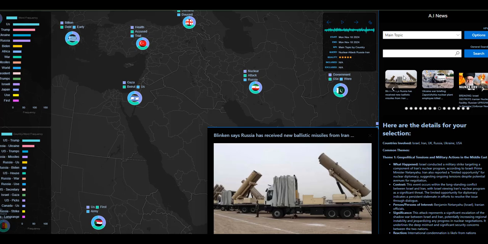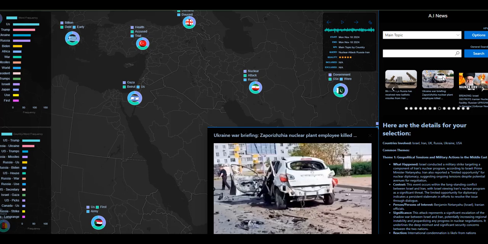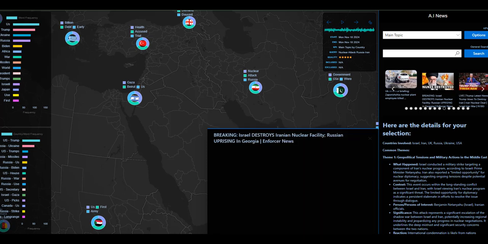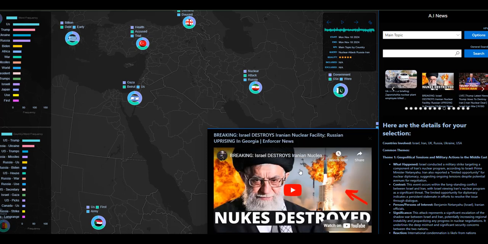What happened? Israel conducted a military strike targeting a component of Iran's nuclear program, according to Israeli Prime Minister Netanyahu. Iran also reported a limited opportunity for nuclear diplomacy, suggesting ongoing tensions despite potential avenues for negotiation.